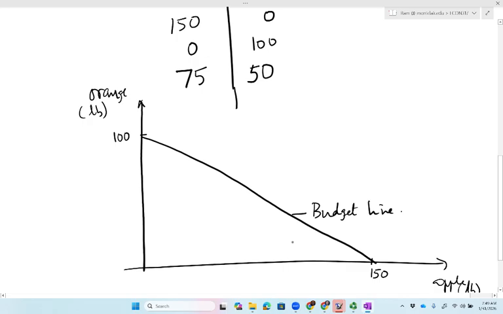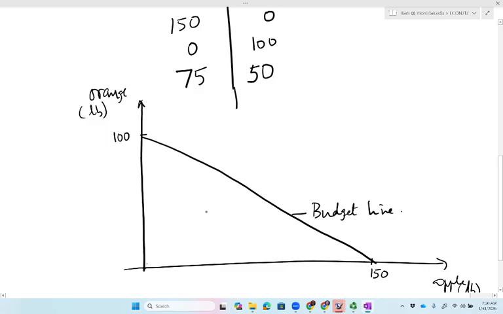This is the line on which all combinations of apple and orange are described, are written up, are included, where the consumer is spending the entire income of $300. So budget line, entire money is spent. Any point in the interior, like this point which I had started with, again is affordable, but the consumer has not spent all his money.